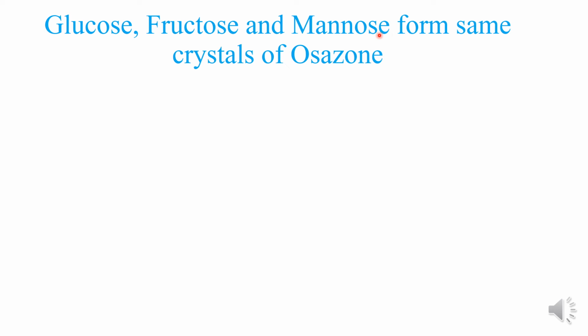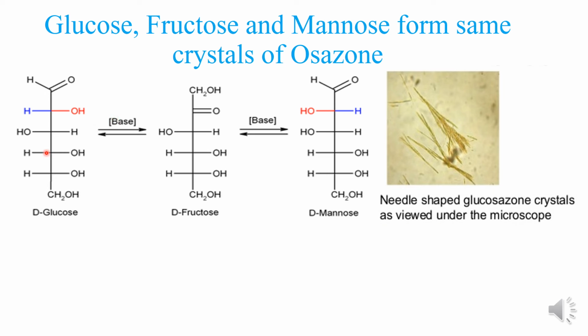Glucose, fructose and mannose form the same crystals of osazones. Osazone formation involves the first and the second carbon atoms. Glucose, fructose and mannose have differences only with respect to the first and second carbon atoms, as you can see here. The second carbon atom is showing differences in glucose, fructose and mannose. These differences however are masked while forming the osazone crystals, and so they form the same needle shaped osazone crystals when viewed under the microscope.